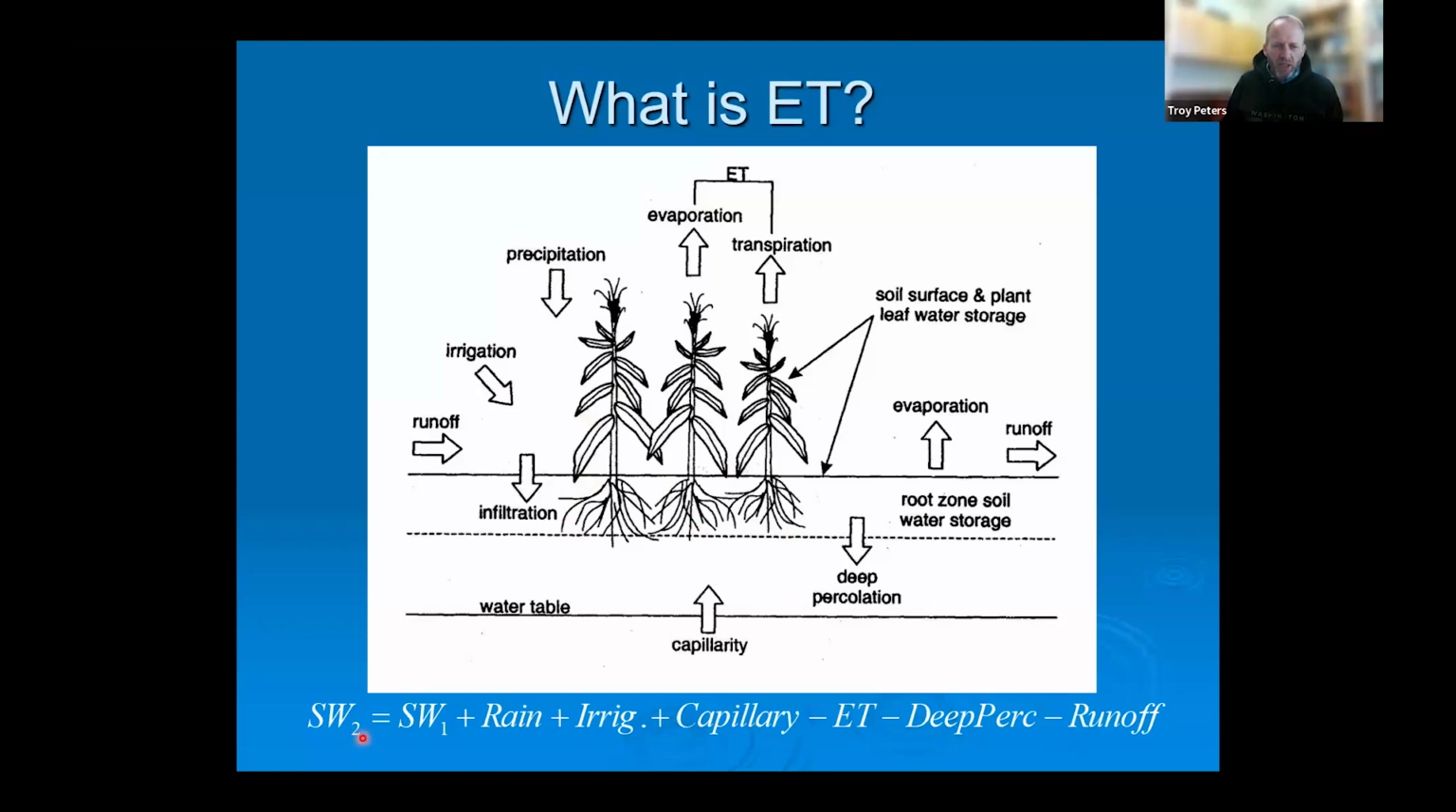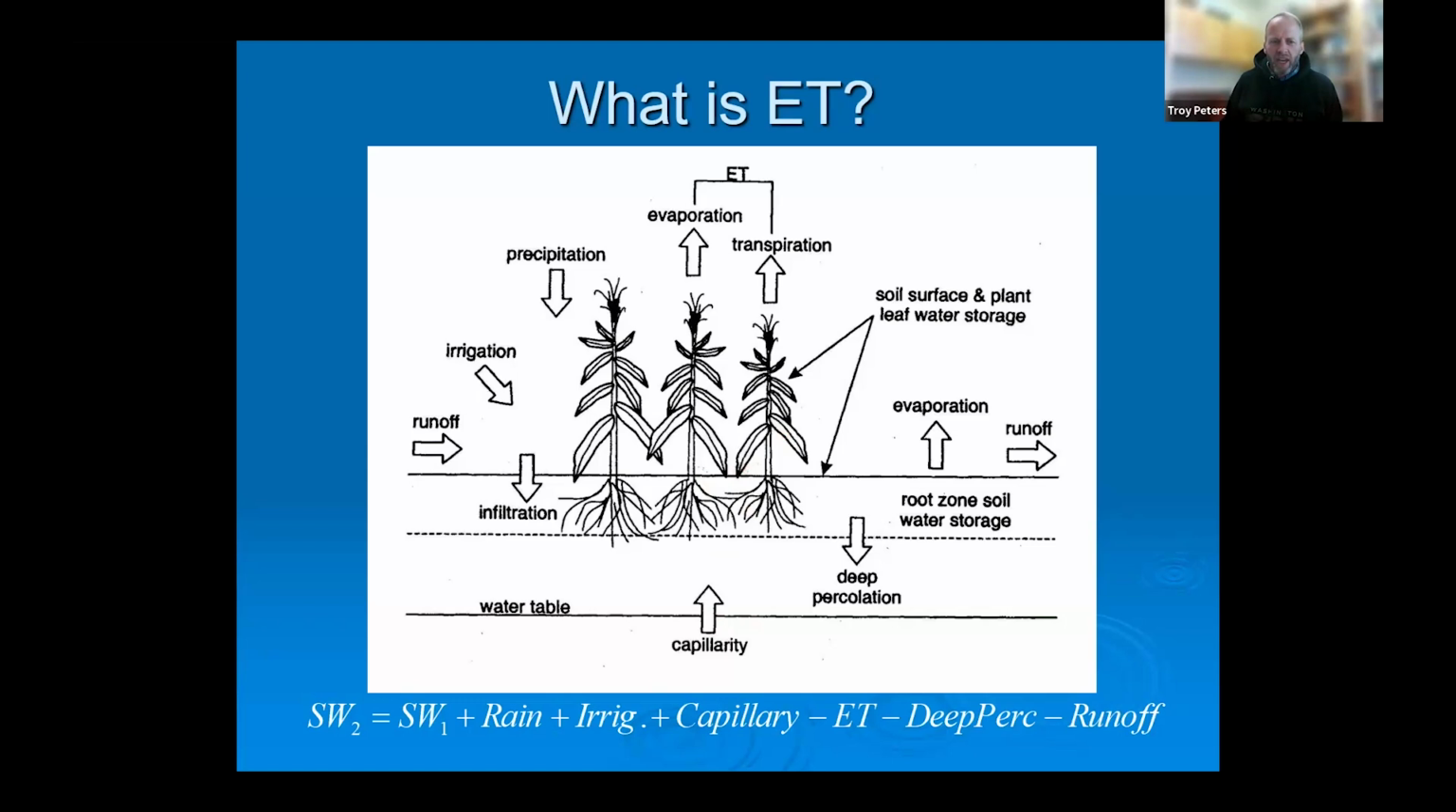So this is the basic equation. The soil water content tomorrow is today's soil water content plus rain plus irrigation plus capillary rise. If you have a high water table, you can get water that rises up into the root zone from there. But usually we assume that that's zero. And then you subtract the ET, you subtract deep percolation. Deep percolation is if you put too much water on, or if there's too much rainfall, and the water flows out of the bottom of the profile, and then runoff.